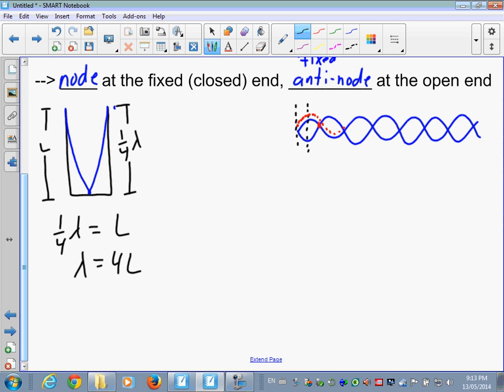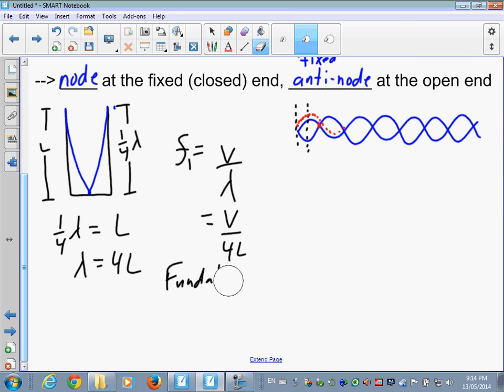So the wavelength that's going to produce your fundamental frequency is 4 times the length that you have in that particular tube. Once again, f is equal to v over lambda from the wave equation, so our fundamental frequency is v over lambda, which is equal to v over 4L. So notice that this is a little bit different from the v over 2L that we had been getting before. So there's our fundamental frequency. And so let's look at the first harmonic.